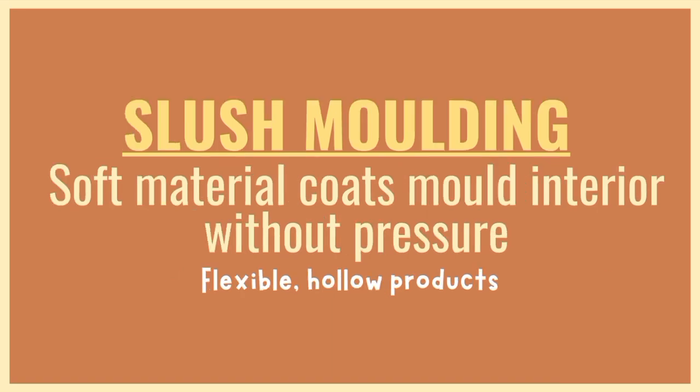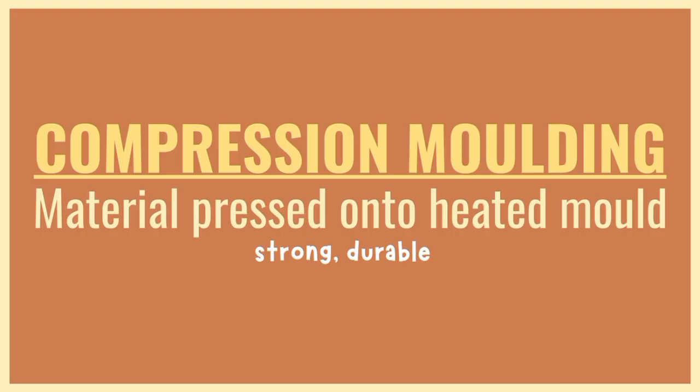Slush molding is when the soft material coats the mold interior without pressure. So you just coat the inside walls of the mold without putting any pressure. You can make flexible and hollow products from it. Next we have compression molding. Here you put compression on the material, it is pressed onto the heated mold. So here you don't heat the material necessarily, but you heat the mold most importantly, and the material is put onto the heated mold and not inside the walls.